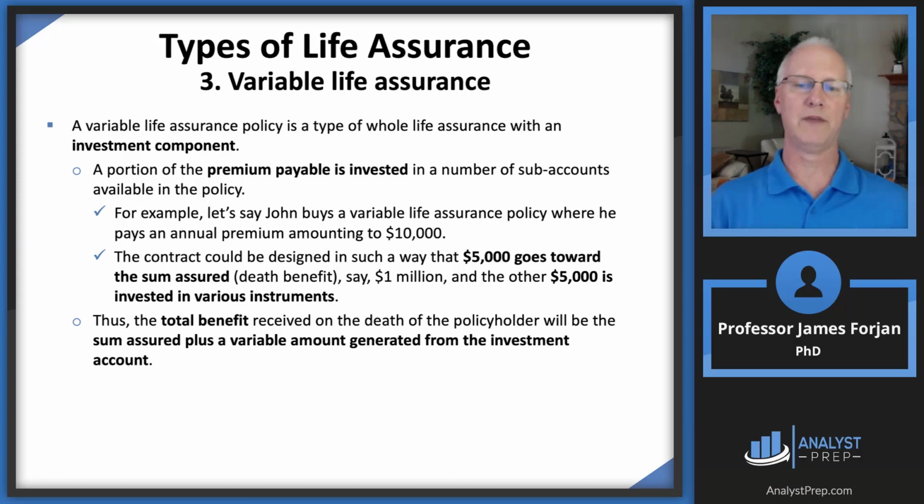And so the total benefit received on the death depends on the death benefit plus any gains or losses inside of that investment account. And of course, financial institutions are clever when they arrange these things. I mean, it doesn't have to be 5,000 this way and 5,000 that way. It could be any kind of a variation, as long, of course, as the insurance company is going to make certain that enough of it goes to the death benefit.